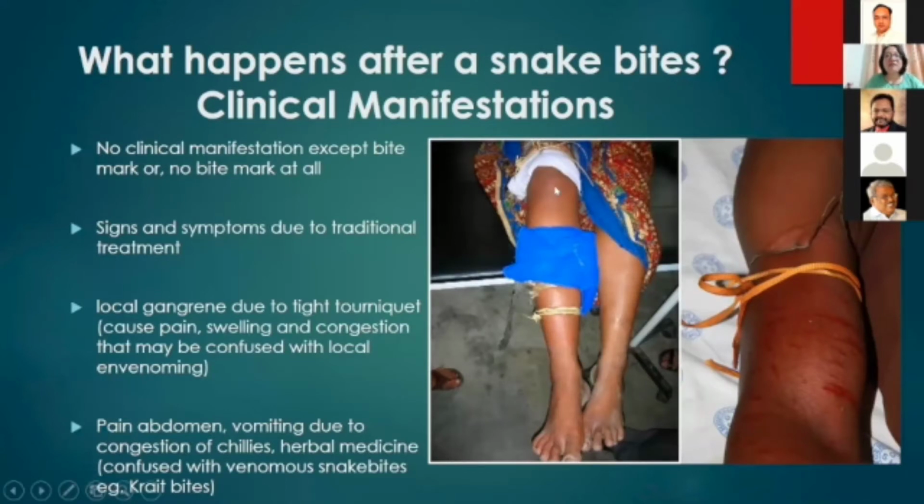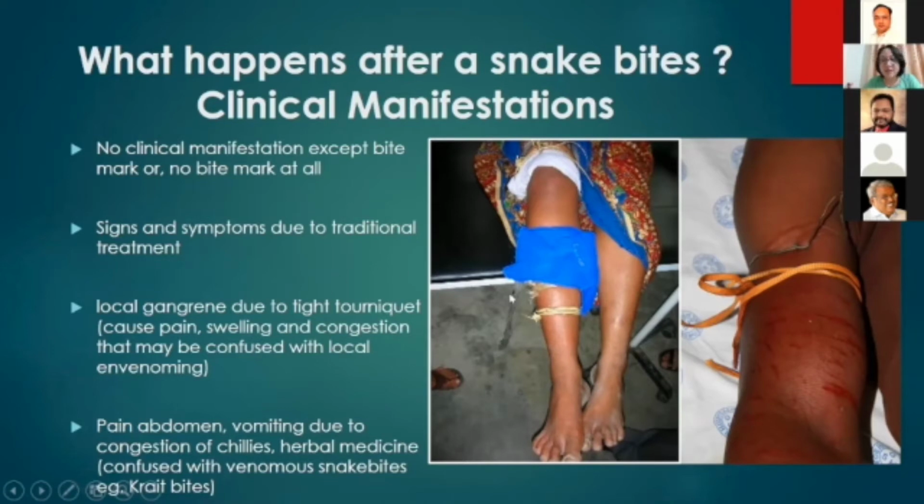So what happens after a snake bites? Clinical manifestation, just in brief. We all know about the clinical manifestation, but I would like to mention again that there may be no clinical manifestation except the bite mark, or there may be no bite mark at all. And signs and symptoms could be due to traditional treatment as well.